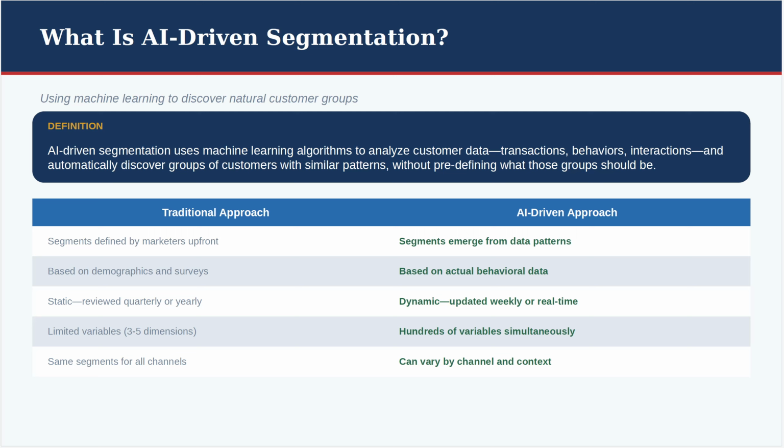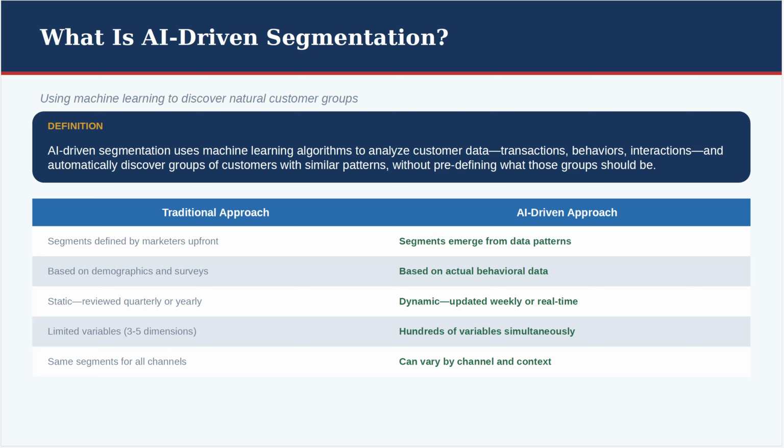So let's have a look at a comparison table of the traditional approach and the AI-driven approach. So segments defined by marketers upfront. So people who are marketing professionals, they do it themselves, as compared to data-driven segment computation. So the traditional approach can be based on demographics and surveys. AI-driven is actually based on actual behavioral data.